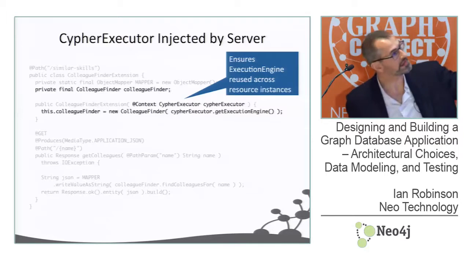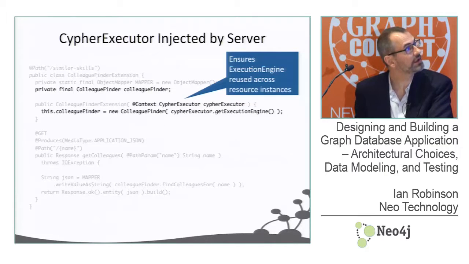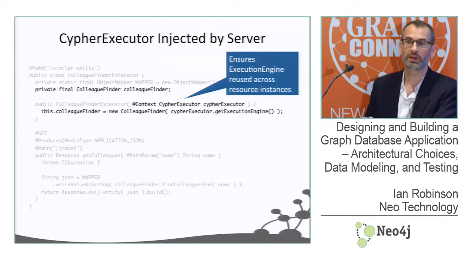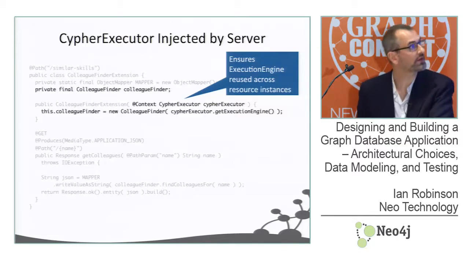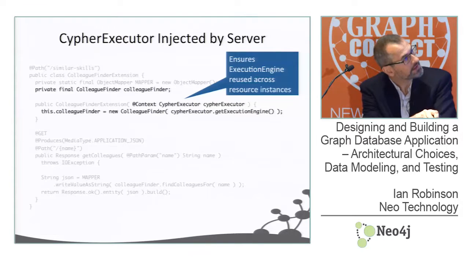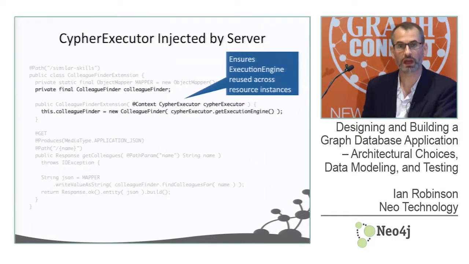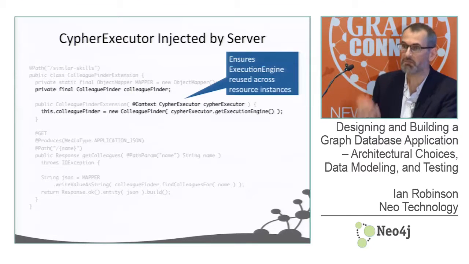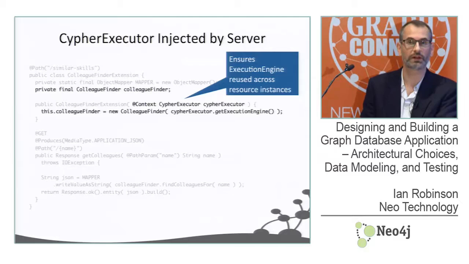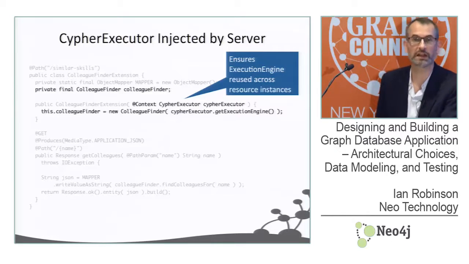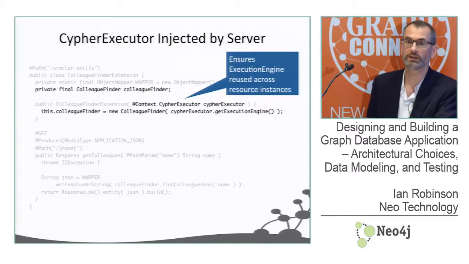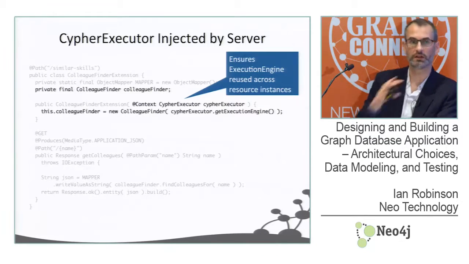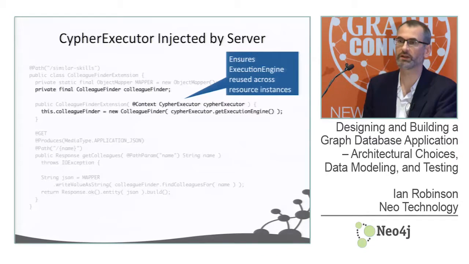Now, there's one other annotation here, this @context annotation. And we've put this on the constructor itself. So for every request that's dispatched to this extension, we'll create a new instance of the extension, a new instance per request. And the @context annotation here helps tell the server infrastructure, I want you to give me an instance of the embedded graph database that's at the heart of that server. Or in fact, here we're saying, I want you to give me an instance of a Cypher executor that in turn wraps a Cypher execution engine that operates against the embedded graph database.